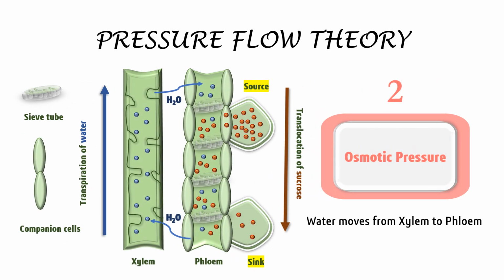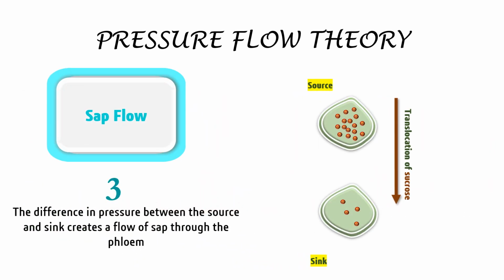The high concentration of sugars lowers the water potential in the phloem, causing water to enter the phloem from the surrounding xylem vessels through osmosis. This influx of water increases the pressure inside the phloem.